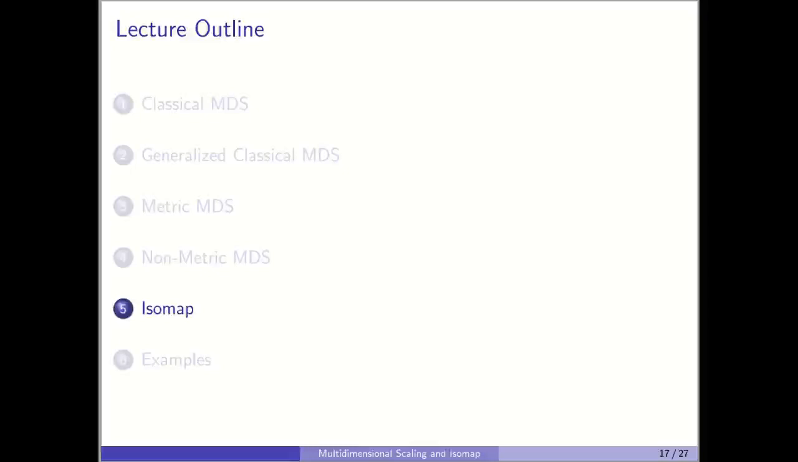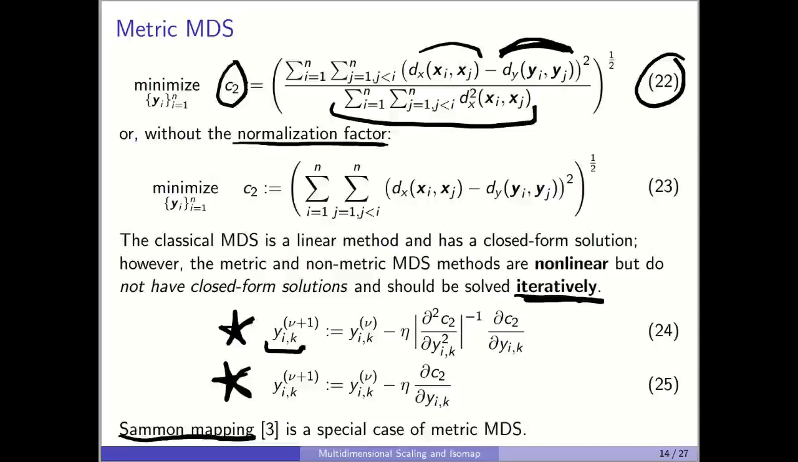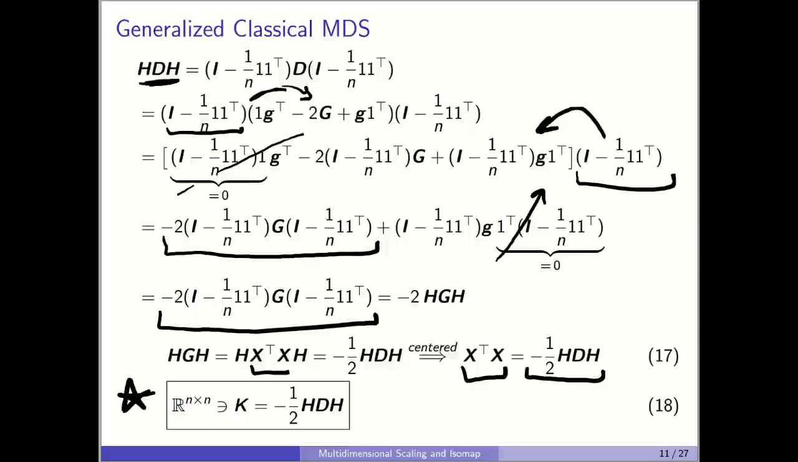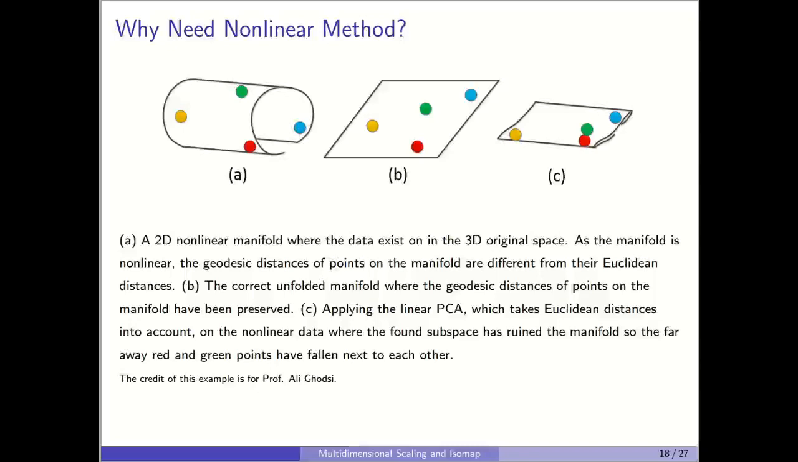In kernel MDS, why don't we... because usually people used to use Euclidean distance in kernel. For example, the RBF kernel uses Euclidean distance. Also, the linear kernel, all of these are Euclidean distance based. However, someone proposed Isomap, saying let's use geodesic distances in order to make the generalized classical MDS non-linear, in order to handle the non-linearity of data.